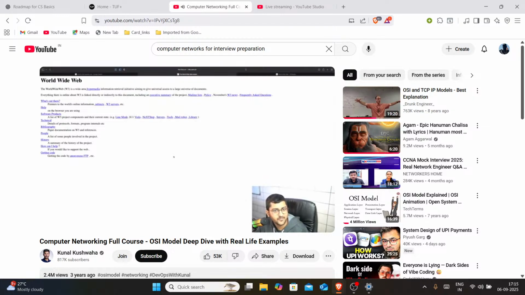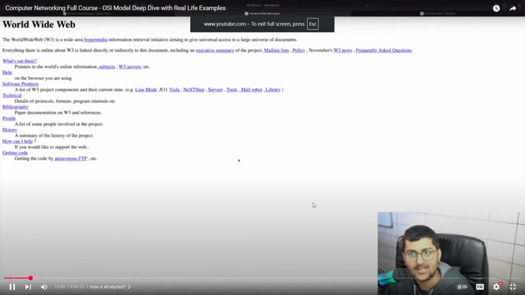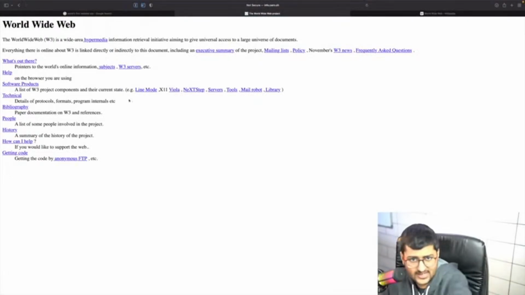info.cern.ch/hypertext/www.project.html. So don't confuse yourself with World Wide Web. Kunal, what is World Wide Web? Where is it stored? It's just a universal thing, allowing you access to all these documents, and it has all these links.